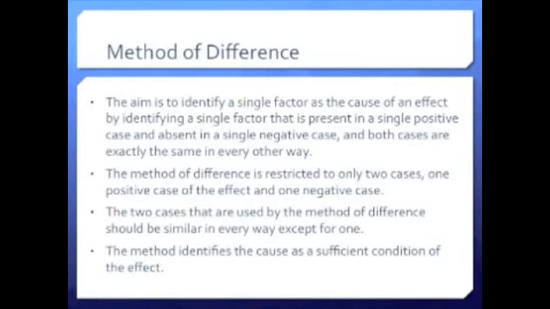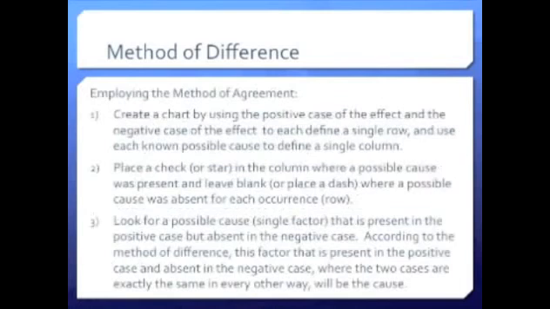Also, the 2 cases that are used by the method of difference should be very similar in every way except for one. Furthermore, the method of difference identifies the cause as a sufficient condition of the effect. In order to employ the method of difference, we want to first create a chart by using the positive case of the effect to define a single row and the negative case of the effect to define another single row. Then we use each known possible cause to define a single column.